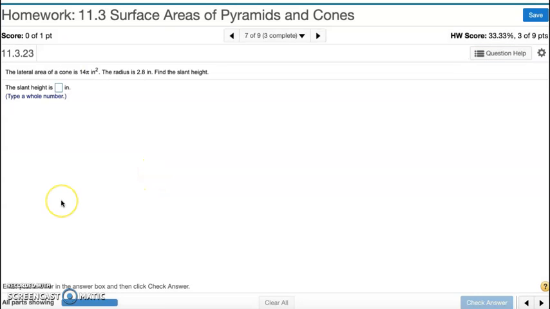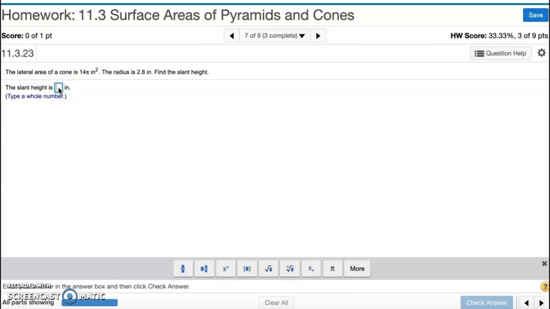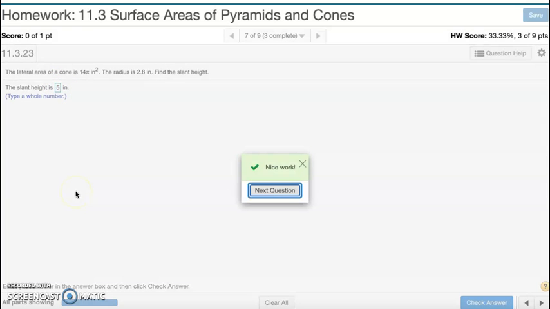Number 7. The lateral area of a cone is 14 pi inches squared. The radius is 2.8 inches. Find the slant height. Well, the formula for the lateral area is pi r times the slant height. So r in pi is 2.8 pi times the slant height. So we divide 14 pi by 2.8 pi, and we get 5. So the slant height is going to be 5. And that's number 7.